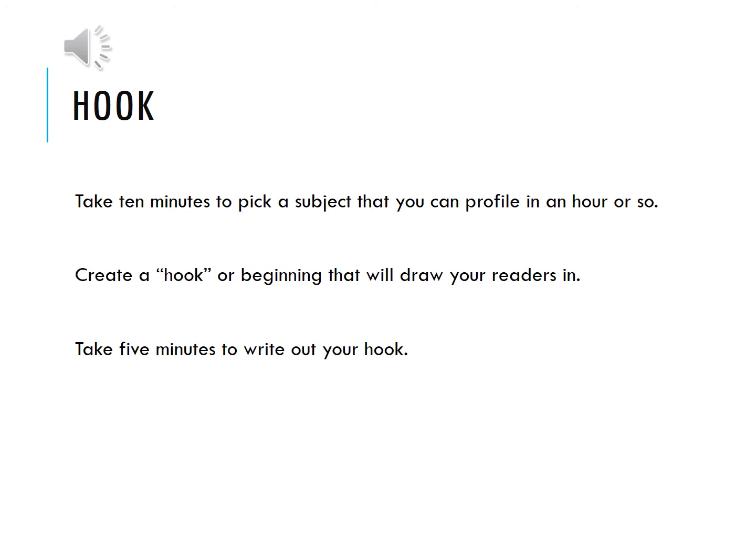But remember that your hook will be what gets people interested in what you're doing. And so I think it would be a good idea for you right now, take 5 minutes and write out your hook once you know your topic. Okay, so if you want to take 10 minutes and pick a subject, that's great. If you want to take a little more time than that and then come back to this, that's fine. But the point is, it's time to get going.